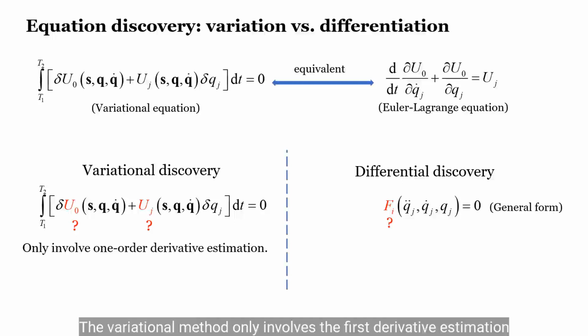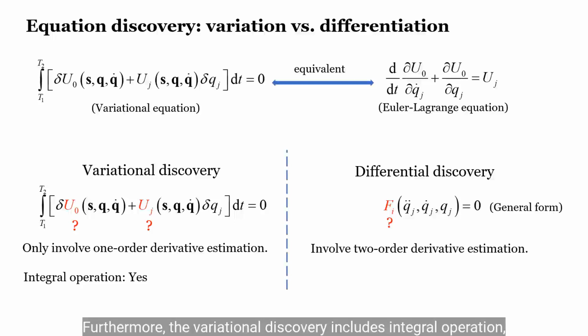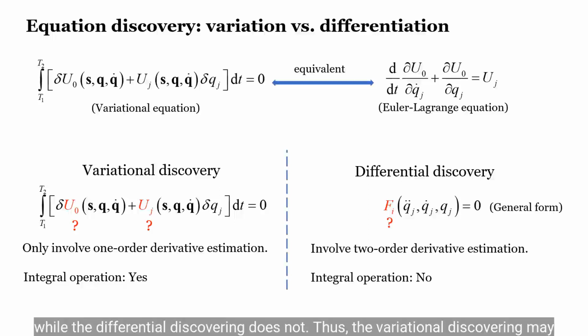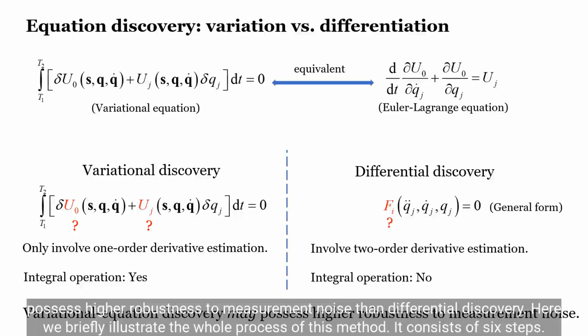The variational method only involves the first derivative estimation, while the differential method involves the second derivative estimation. Furthermore, the variational discovery includes integral operation, while the differential discovery does not. Thus, the variational discovery may possess higher robustness to measurement noise than differential discovery.